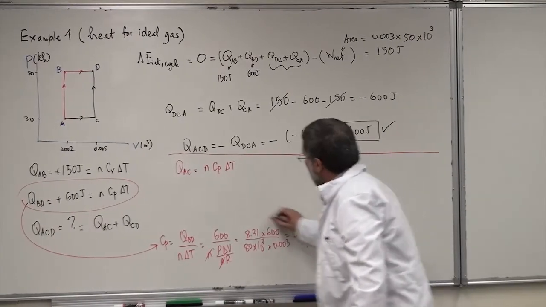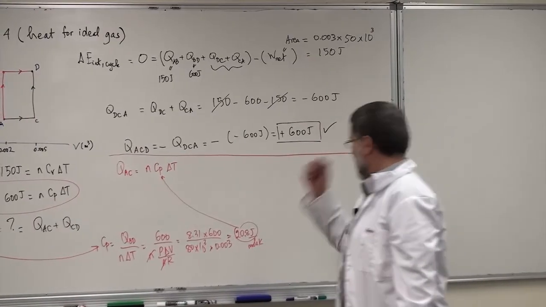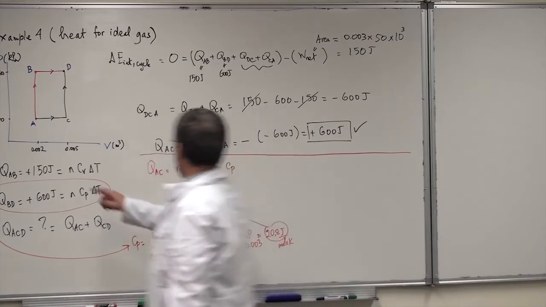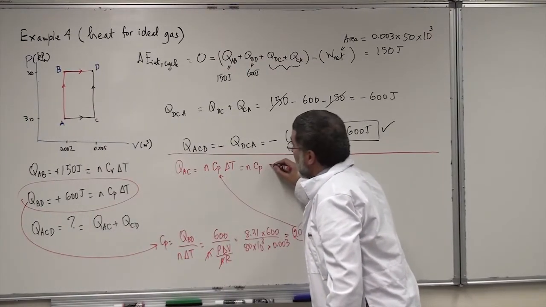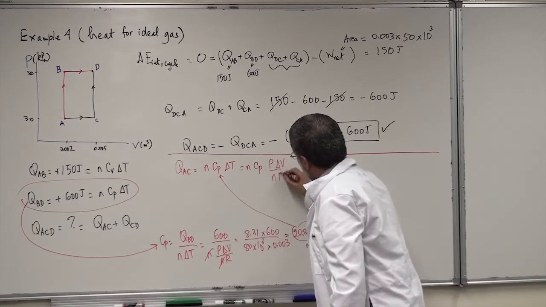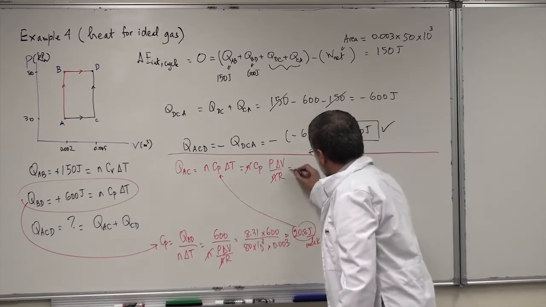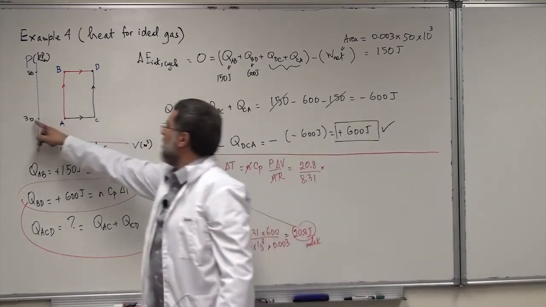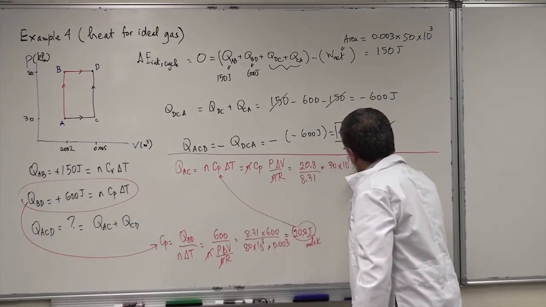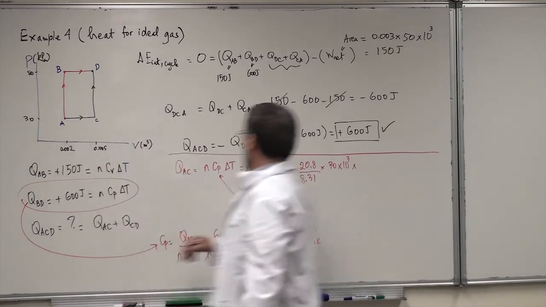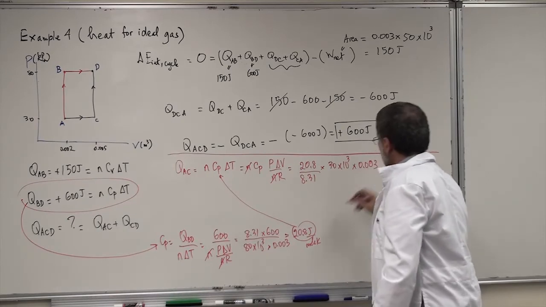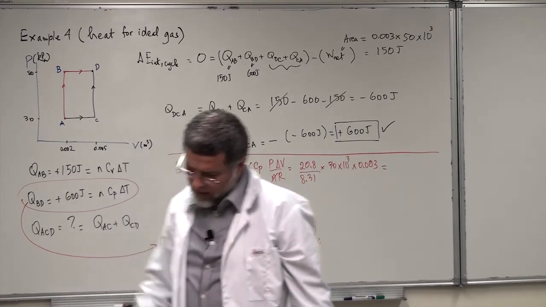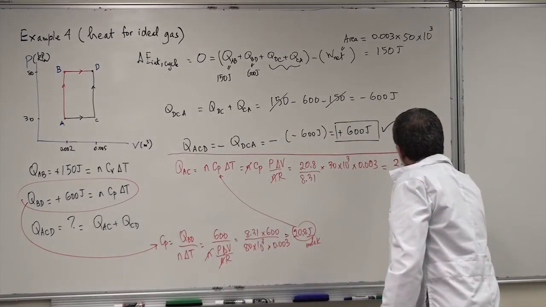I can take this CP now and plug it here to find QAC. So what is my value for delta T in that case, for AC? Delta T is P delta V over nR. So I'm going to cancel the n because I don't need it. And CP is 20.8, divided by 8.31, that's R, times the pressure here, 30 times 10 to the power 3, times delta V between these two points, 0.03. And you do the calculation here, and you find that QAC will be 225 joules, and it is positive.